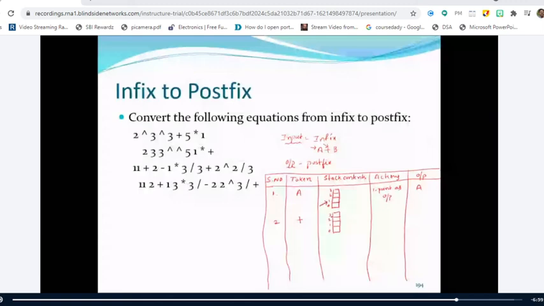Yes. If the stack is empty, you have to perform a simple push operation. So what is the action you have done here? You write it like this: push plus. Are there any changes in the output? No, sir. So you write it as it is. Now you increment the pointer such that it points to the next element, that is B.